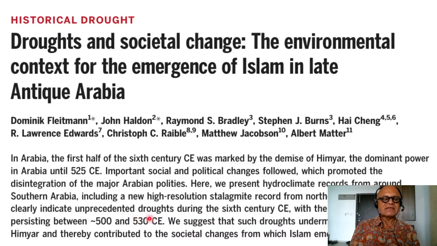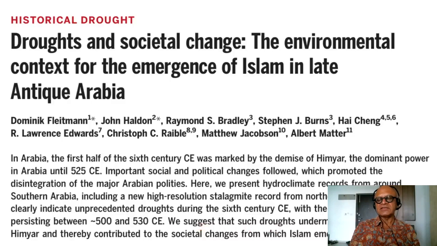These records clearly indicate unprecedented droughts during the 6th century Common Era, with the most severe aridity persisting between 500 to 530 Common Era. So that's a serious length of dry period, even in a desert where there are a few hundred millimeters of rain. If that gets reduced by a significant amount, then obviously there are going to be changes in societal structures and settlements, as we will see in a minute.